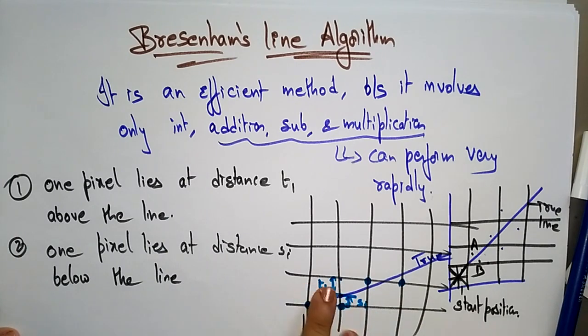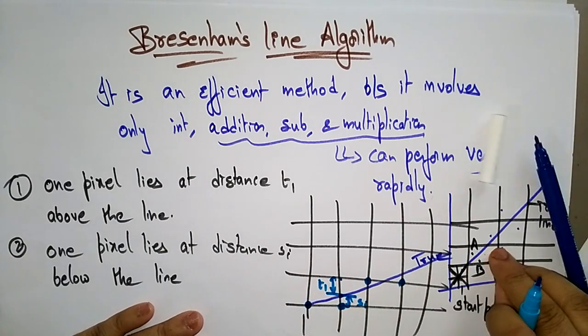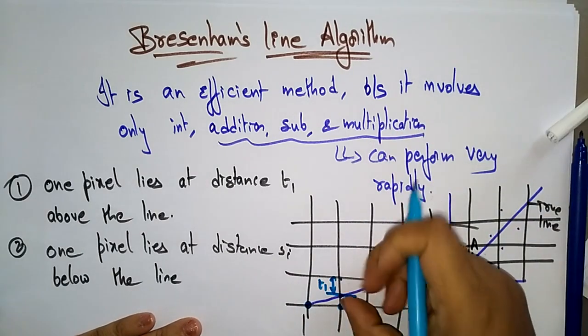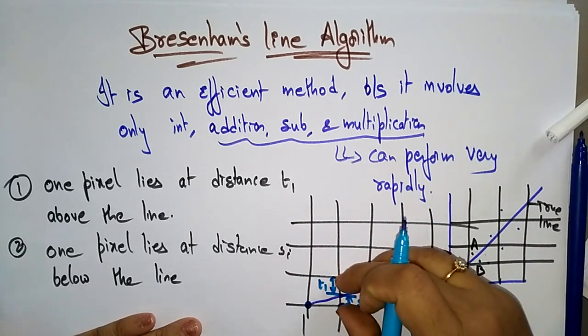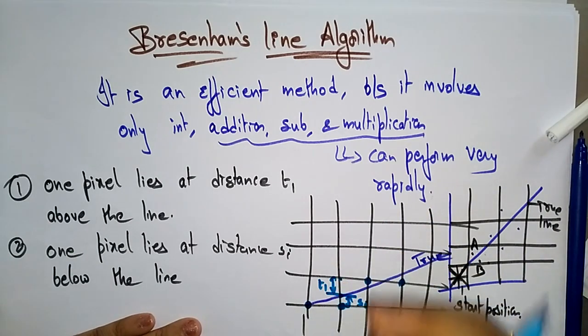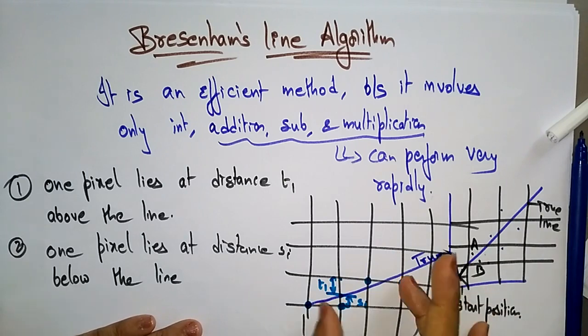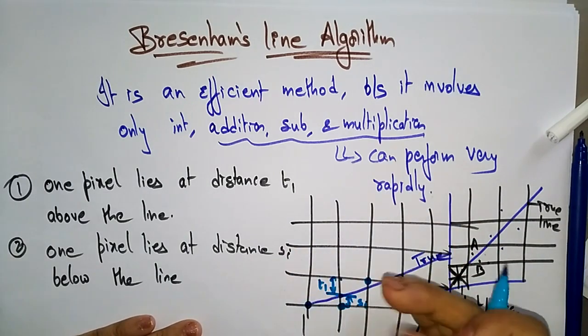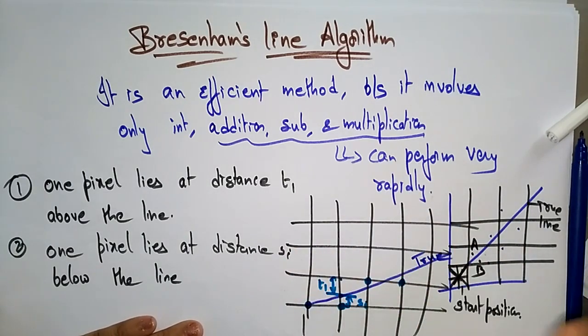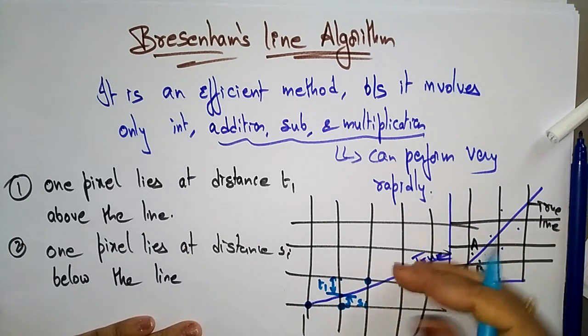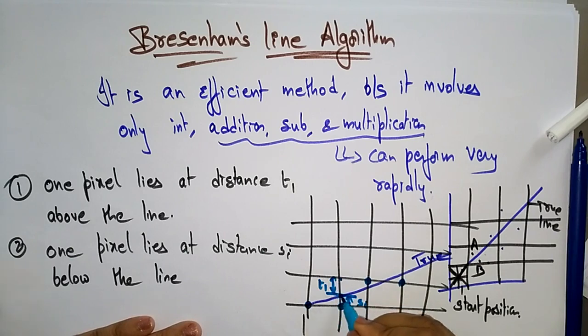So which pixel do I need to take as a coordinate to draw the line segment? Here the pixels look very far apart, but all this is clubbed into only a single pixel. I have drawn the graph very big, so whenever you see it on the screen, a pixel is very, very small. Here the distance above the line is t1, and below the line it is si. So which do you need to take?